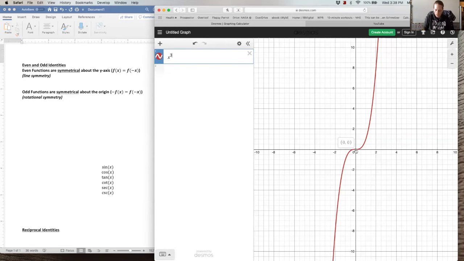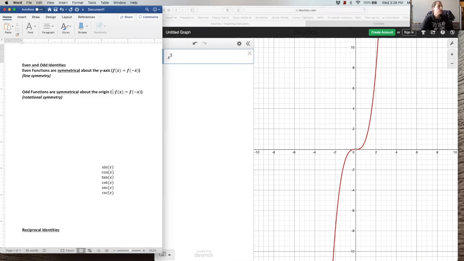Okay, so looking here, here is our x cubed function, right? And if I spin it, when I go 180 degrees, it looks exactly the same. That's an example of rotational or origin symmetry. Okay, this is symmetrical about the origin through spinning. So x cubed is an example of something that has origin symmetry or is odd.